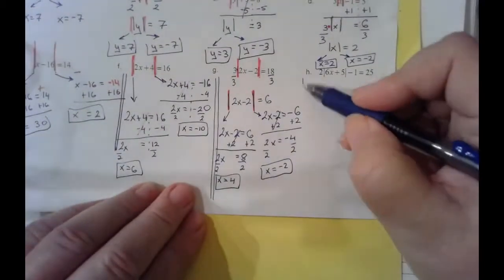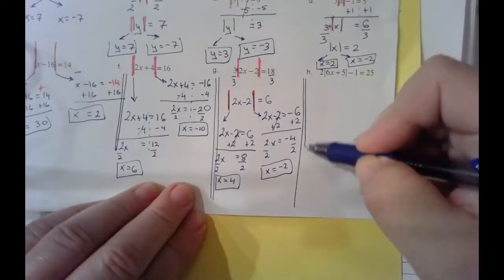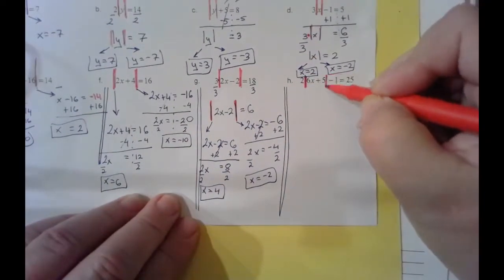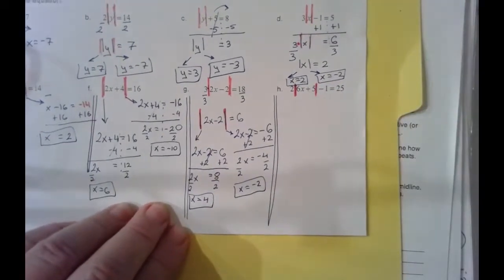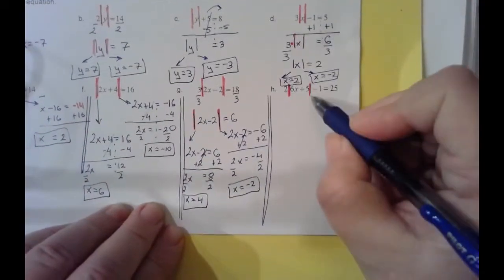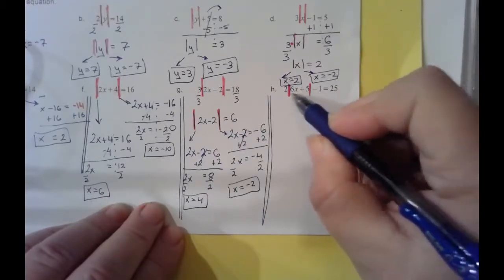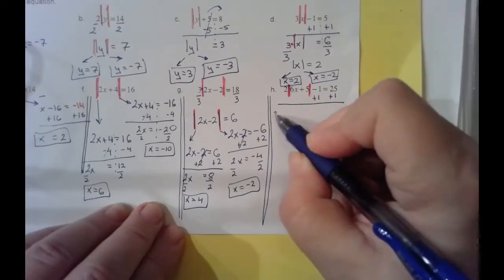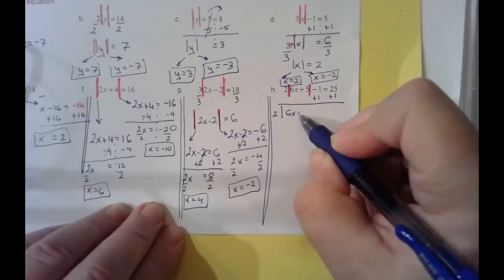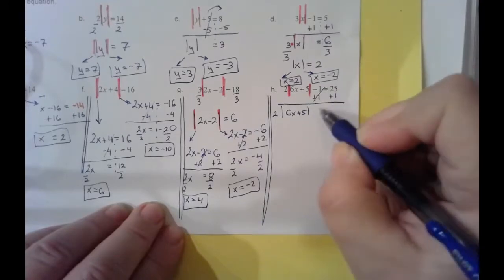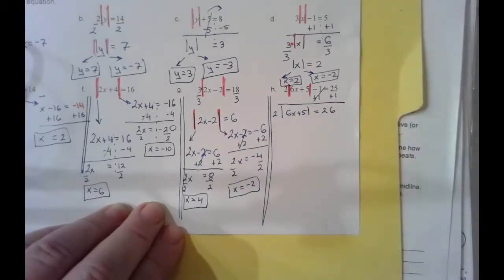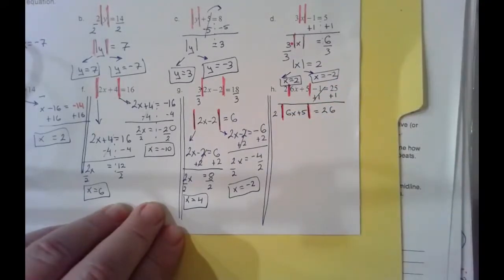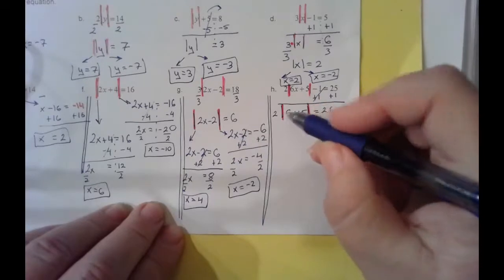Example H. Notice again, I do not have my absolute value by itself, so I have to do some work here first. So the first thing, I need to get rid of the numbers that are away from my castle. So I'm going to add 1 to both sides. So 2 absolute value 6x plus 5 equals 26. Notice my castle, my gates are still not by itself. I still have things around, so I need to get rid of the 2.